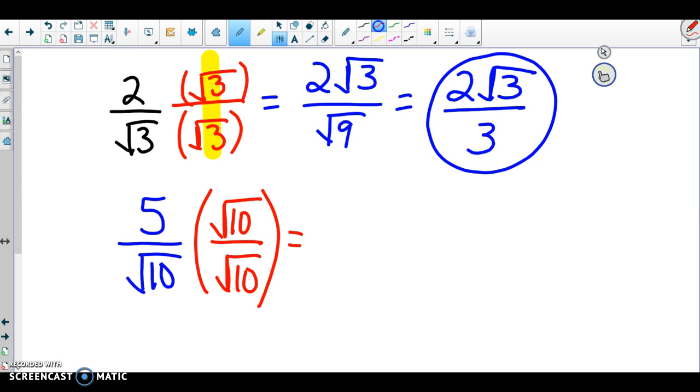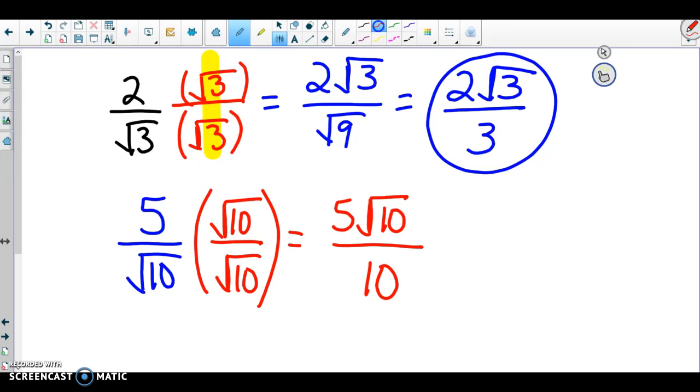Okay, because the square root of 10 over the square root of 10 is equal to 1, so it doesn't change the value. If I just multiply, I have 5 root 10 over the square root of 100, or just 10. Now, take a look. I can simplify something. If I look at, not in the radical symbol, because the square root of 10, there's no perfect squares hiding there, but 5 over 10 could be simplified.